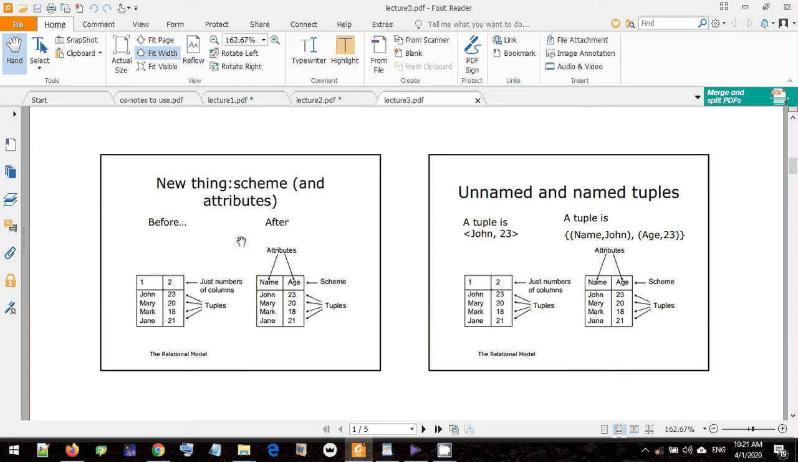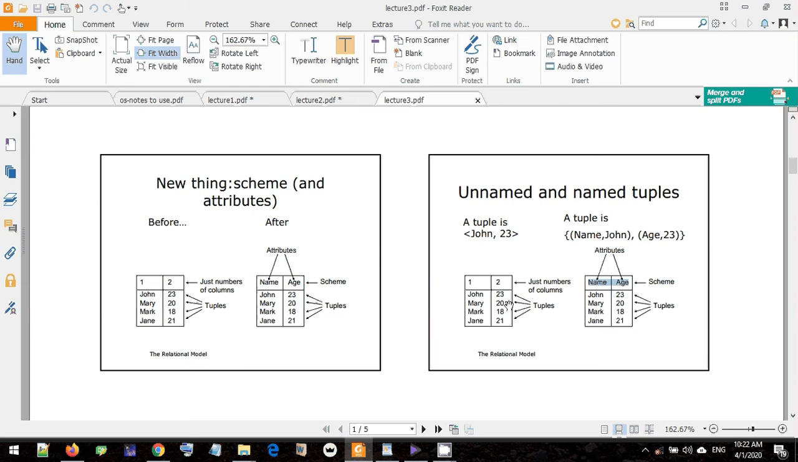Before, when we were defining relations, we labeled the various columns using numbers. We gave numbers as names of the attributes, but now we are using names or words that reflect the content of each of the columns. When we use numbers, it is called an unnamed tuple. But when we use names that reflect the content of the column, it is called a named tuple.